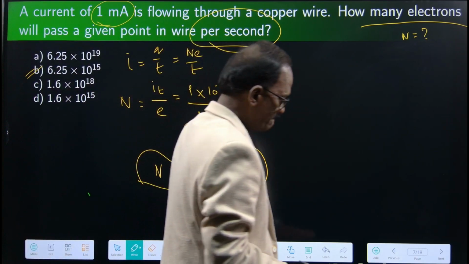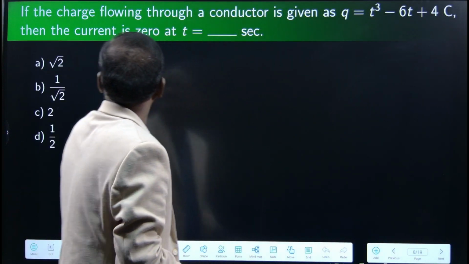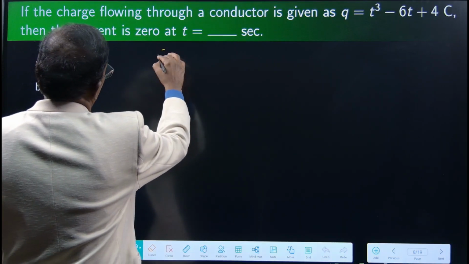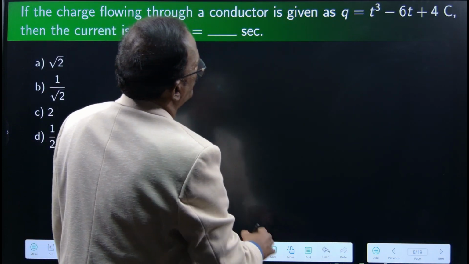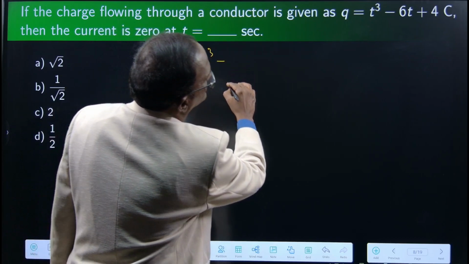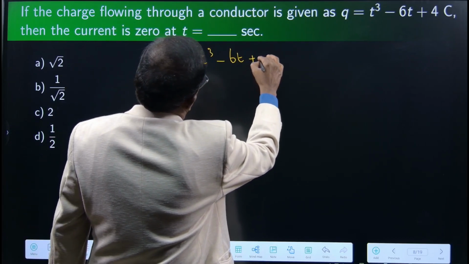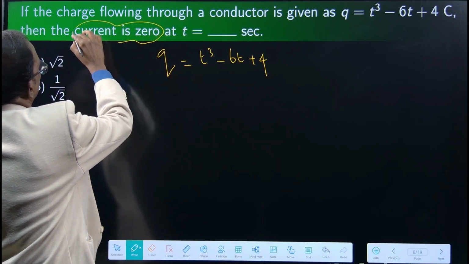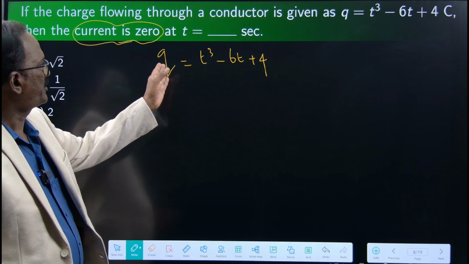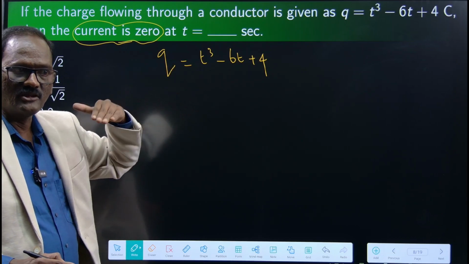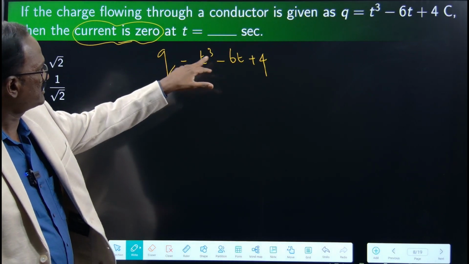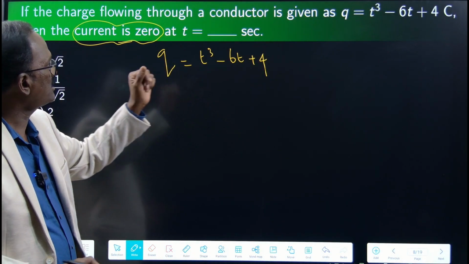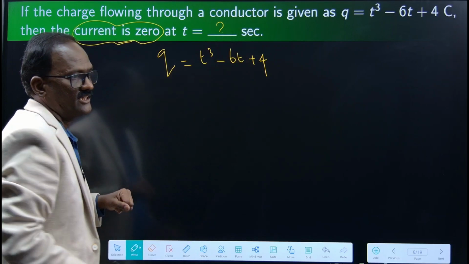Yes, clear? I move into the next problem. If the charge flowing through a conductor is given as Q equal to t cube minus 6t plus 4 coulomb, then the current is 0. So the Q value is varying with respect to time. It is not a steady, constant flow. With respect to time, it is varying. So it is going to become 0 at one particular time. That is the meaning of this question.